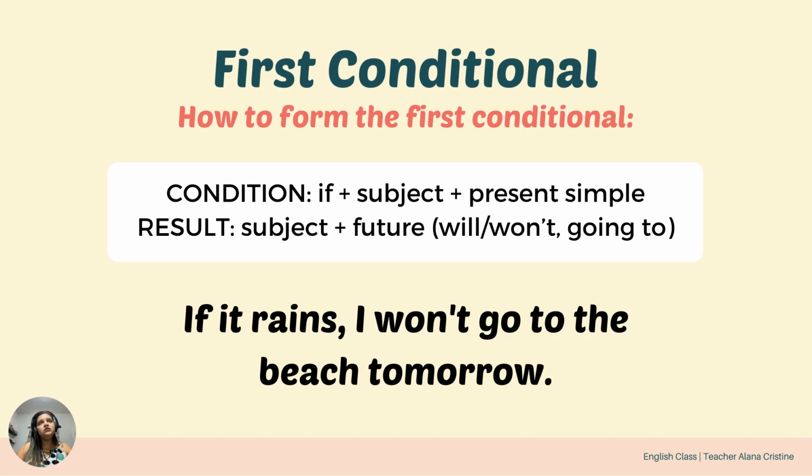Como o rain tem que concordar com o it, ele vai vir com o s, que é da formação do simple present. Ok? Lembram disso? No simple present, terceira pessoa, he, she, or it, a gente coloca o s para poder formar a afirmativa. So, if it rains, I won't go to the beach tomorrow. Qual é a condição? Se chover, eu não vou para a praia. Ou seja, se não chover, eu vou para a praia. Ok? If it rains, I won't go to the beach tomorrow.